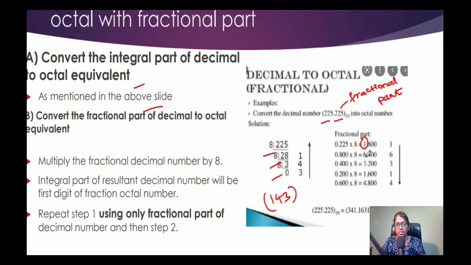The result is 6.400. Write down this overflow number 6 here, and in the next step take only the fractional part 0.400 into 8, that is 3.200. Then take out this 3 and take 0.200 into 8, that is 1.600. In the same way you will get the fractional part.